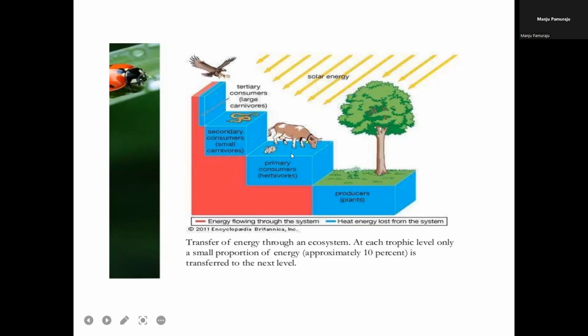Also, only 10% of energy is received from primary consumers to secondary consumers. So while transferring energy from one trophic level to another trophic level, some of the energy is lost in the form of heat.